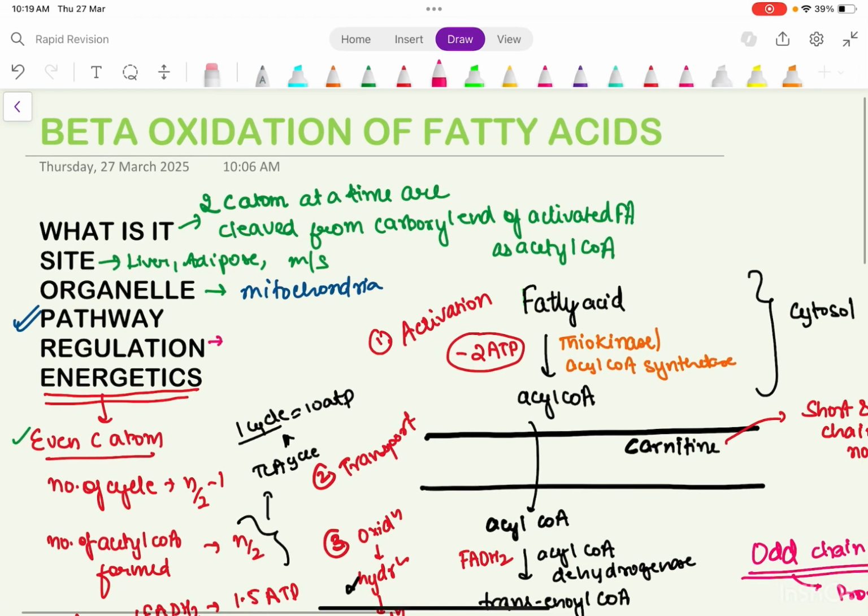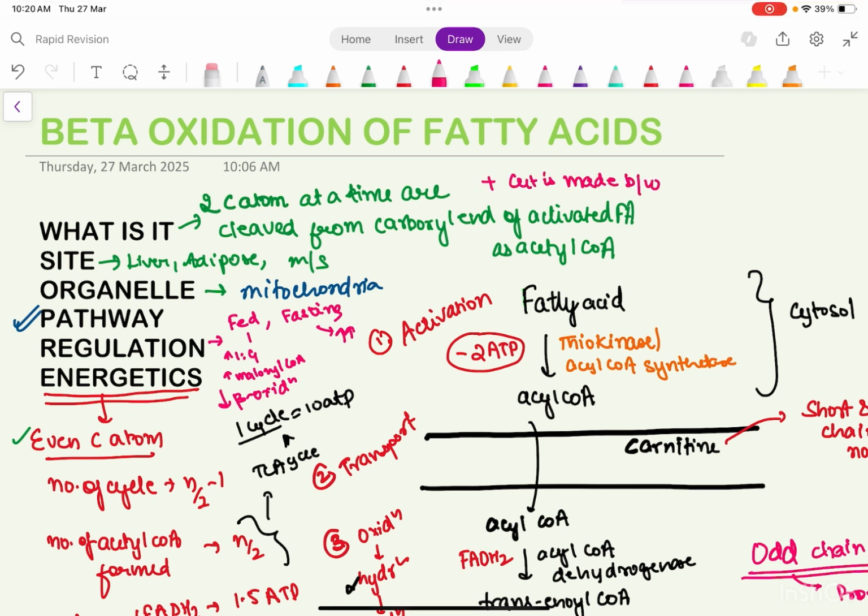Now regulation. You have the fed stage and fasting stage. In the fed stage you have an increase in the insulin to glucagon ratio. There is an increase in malonyl CoA, and due to that there is a decrease in beta oxidation, whereas in fasting there is an increase in beta oxidation. So this is all about beta oxidation of fatty acids. And one more thing, the cut is made between the alpha and beta carbon.